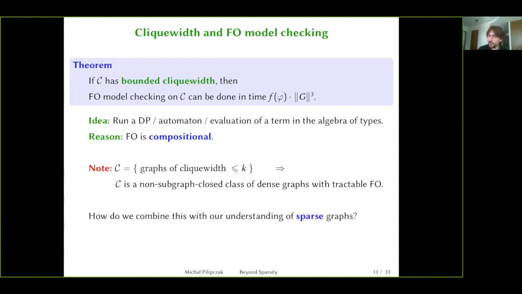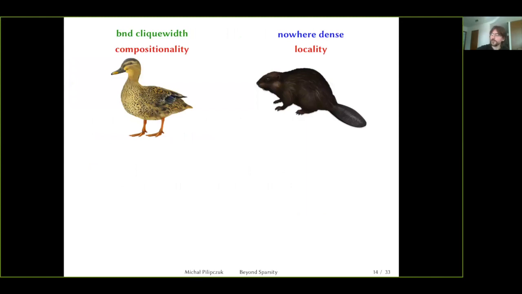So how do we combine this with our understanding of first-order logic on sparse graphs? To put it in a more illustrative way, on one hand we have bounded clique width, where the reason for tractability is this compositionality. On the other hand, there is nowhere denseness, where the reason is sort of locality. This is at least our understanding. And we would like to get a common reason why FO is parameterized tractable in classes of graphs. So how do we combine these two notions?